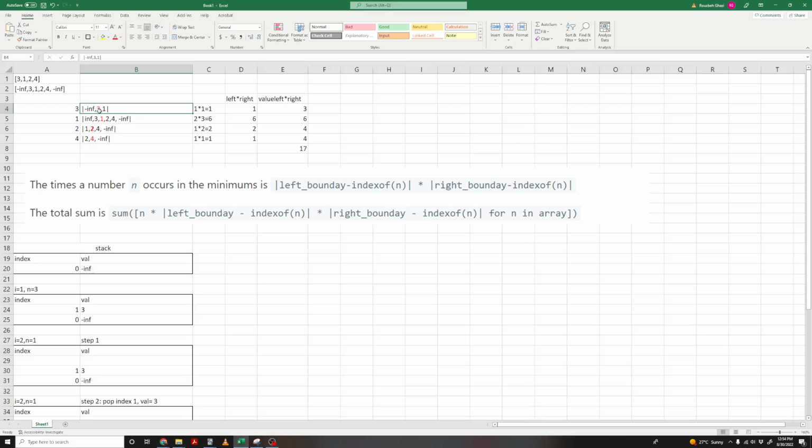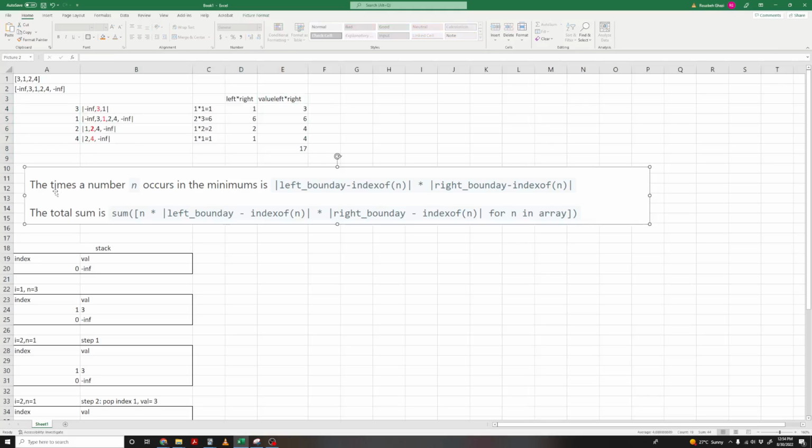The index of the left bound minus the index of the value itself is 1. The same thing on the right. 1 times 1 is 1, left times right times the value itself, which is 3. So the share of 3 is 3. For 1, the left distance is 2 on the left hand side and 3 on the right hand side. So 2 times 3 is going to be 6. 6 times 1 is going to be 6, and that's the way.